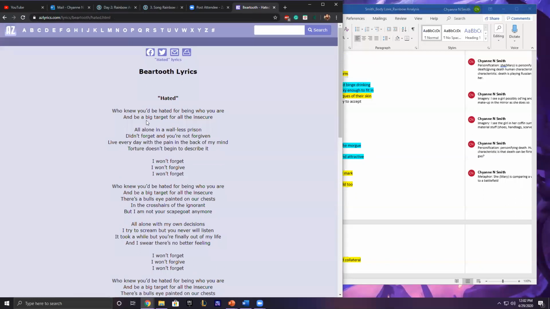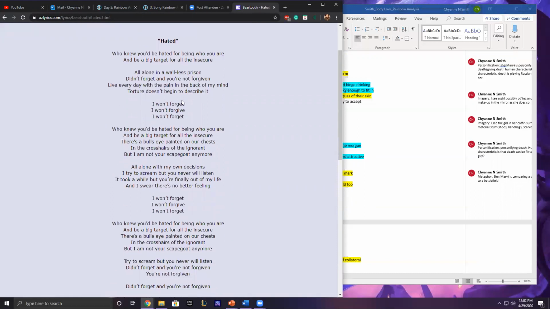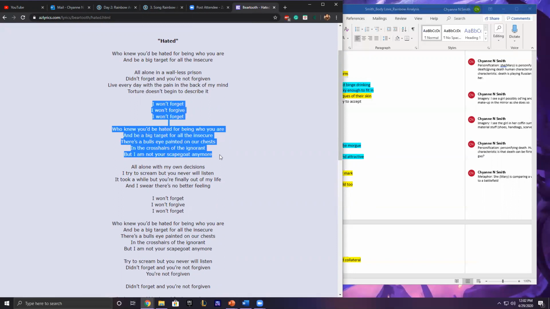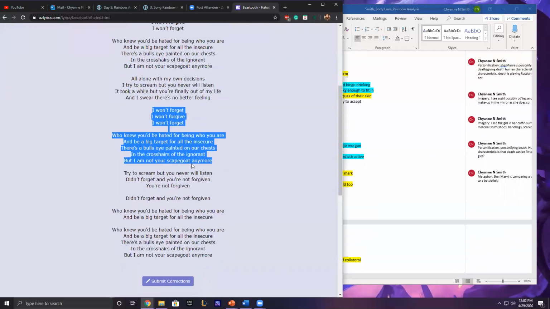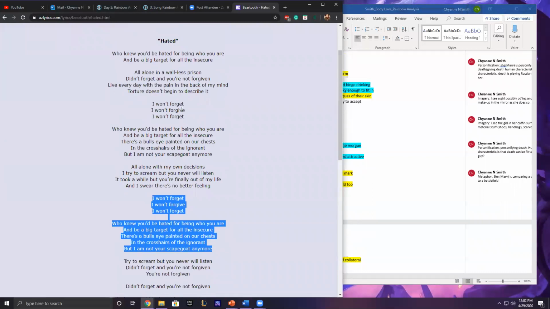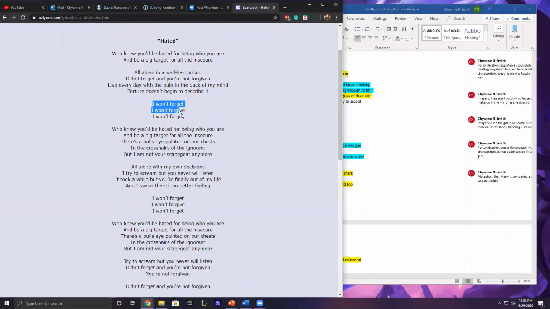If I was looking for the refrain, it would be the lines that are repeated, or the chorus line. Something that's repeated in this song is: I won't forget, I won't forgive, I won't forget who knew you'd be hated for being who you are. This is the chorus. It's repeated consistently throughout the song. So in your song, when you see the chorus or the refrain, the repeated lines, you're going to highlight them in red.